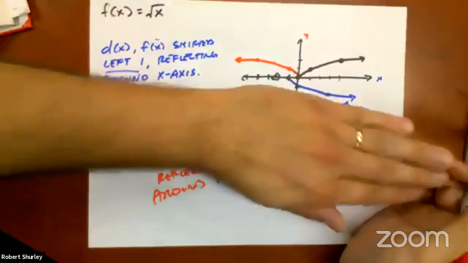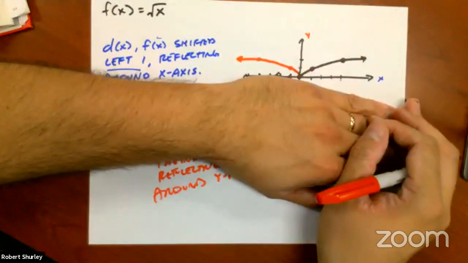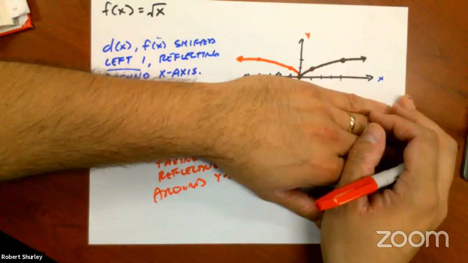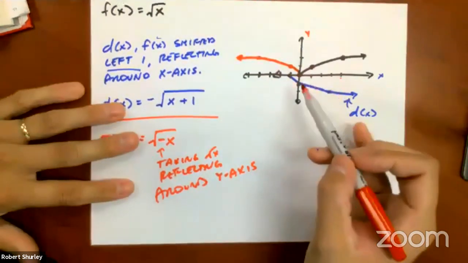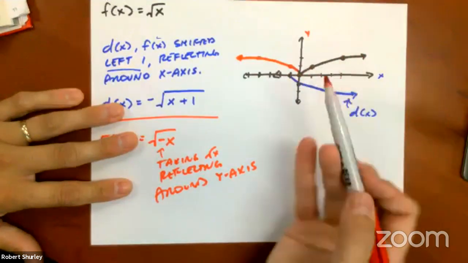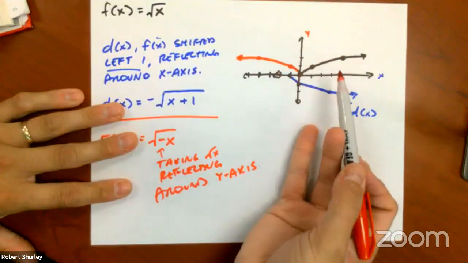And notice, those are the birds you drew for your mom for the beach scene that you drew in preschool. But anyway, the square root function reflected around the y-axis just goes the other way.